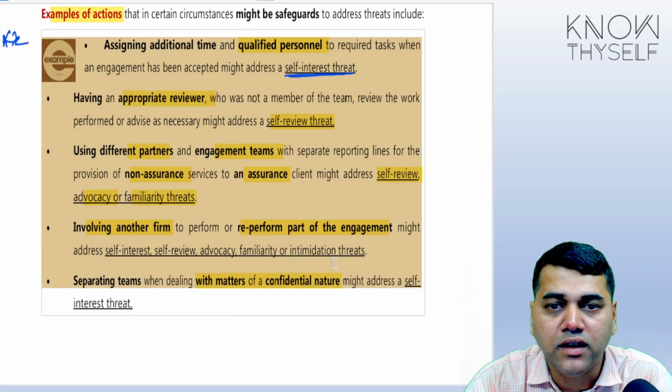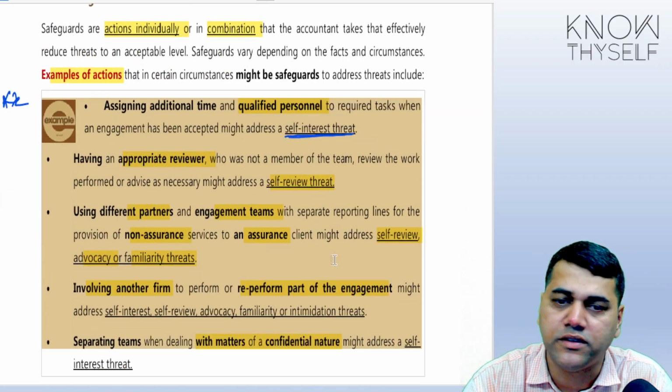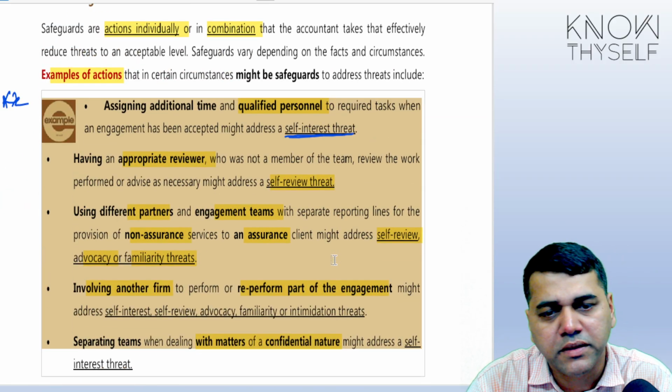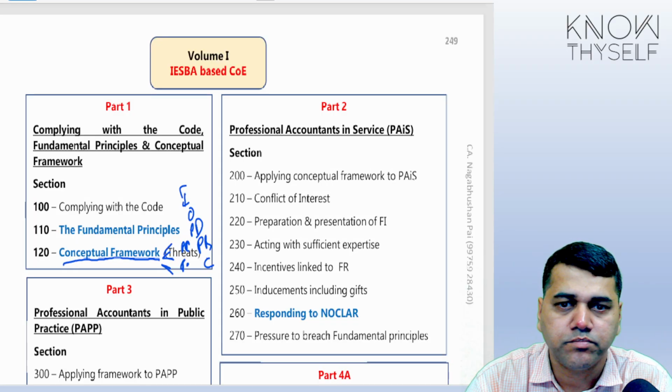So these are all the safeguards. These are examples of the safeguards which can be applied. There are no examination questions, but somewhere they can ask. Okay, students, I hope you are much clearer now.